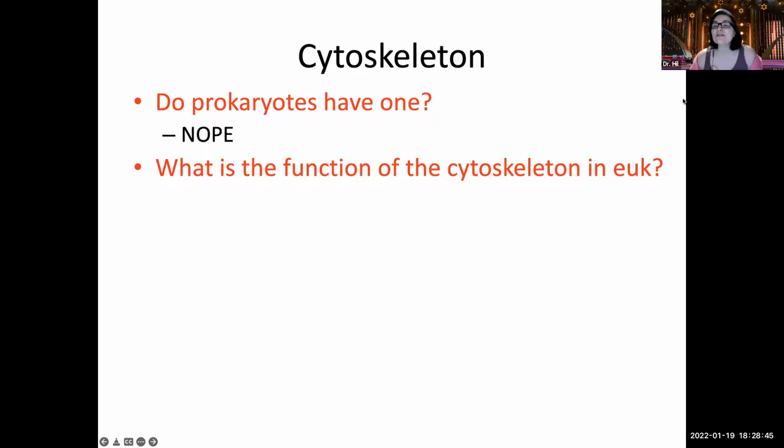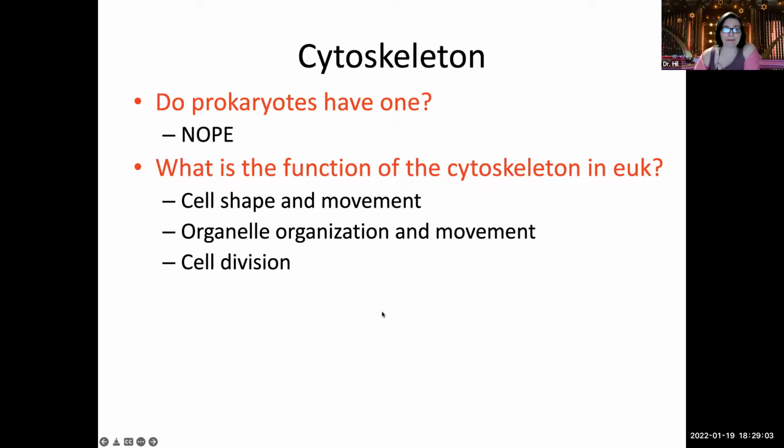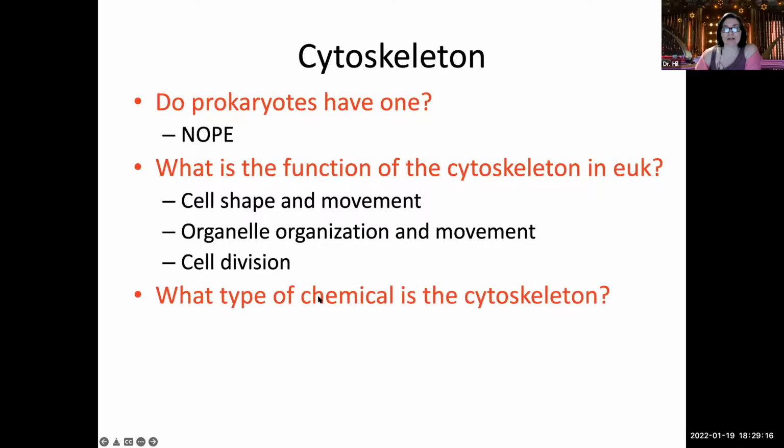Anything else? Yeah, they facilitate cell division. They keep the contents organized, which is important because we get a lot of stuff inside of the eukaryotic cell, lots of organelles, lots of moving parts. Movement of the entire cell and movement of things within the cell. Good. So movement of the whole cell, movement within the cell, shape of the cell, the organization of the contents of the cell, and cell division are all facilitated by the cytoskeleton.